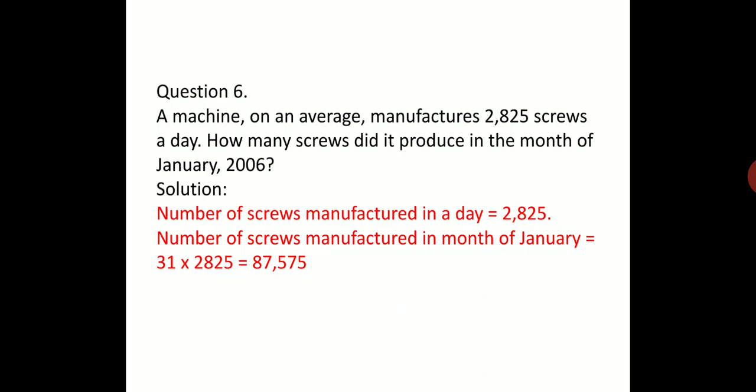So the first statement will come: number of screws manufactured in a day is equal to 2,825, and number of screws manufactured in the month of January is equal to 31 into 2,825. The answer comes 87,575 screws, and you can easily solve this problem like this.